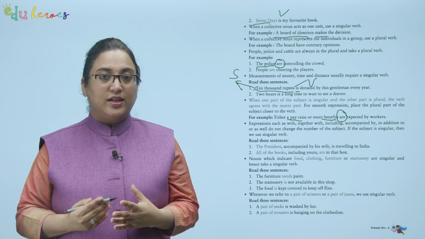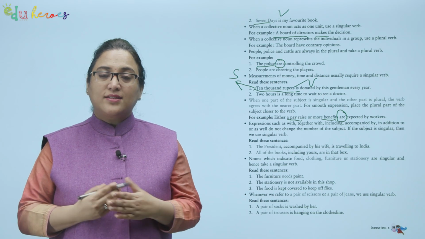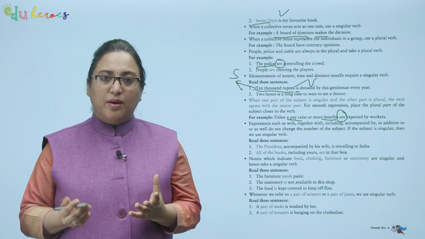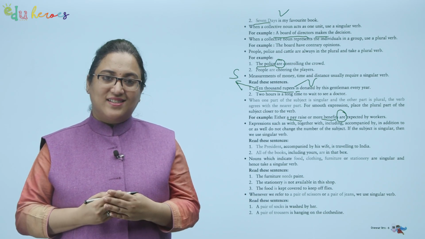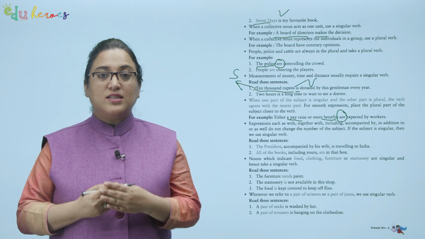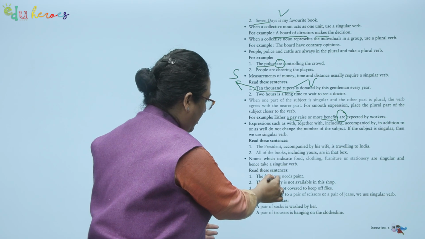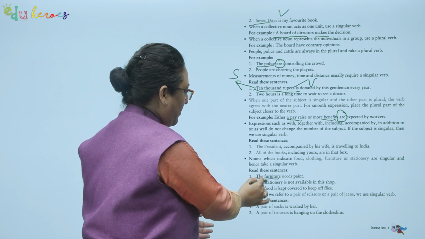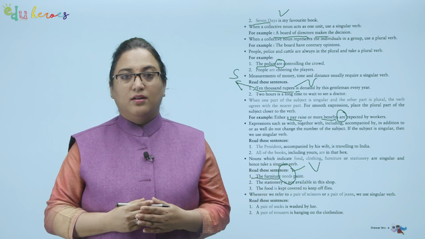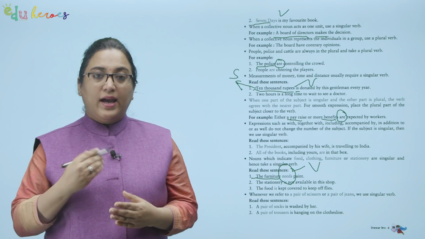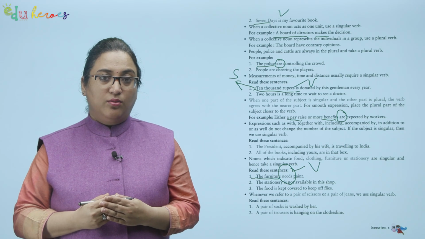Now, nouns which indicate food, clothing, furniture or stationery are singular and hence take a singular verb. So, it's easy to remember singular, singular. If singular subject, then singular verb. Let's read these sentences. The furniture needs paint. Let's mark here the singular subject, the furniture. And then needs is the verb, singular verb. Again, how do we know that it's a singular verb? S will be added to the verb. It is not need. Needs is singular verb.